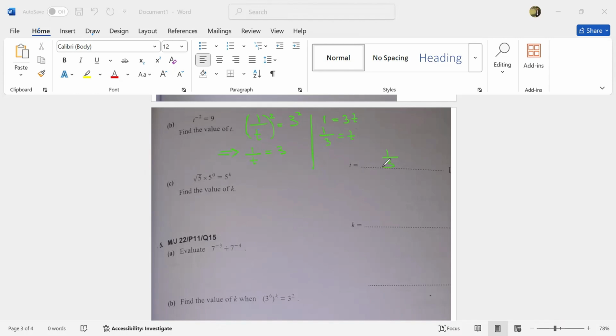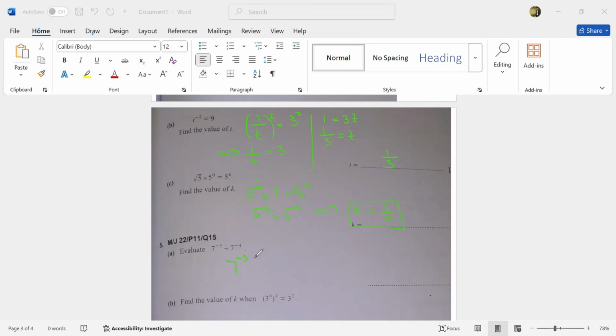Root 5 multiply 5 raised to the power 0 equal to 5k. Now we know that root 5, the square root means 5 power half. Anything raised to the power 0 is 1. So 5 power half is equal to 5 power k. Then as bases are same, we can equate the powers. It means k is equal to half. That is our answer.